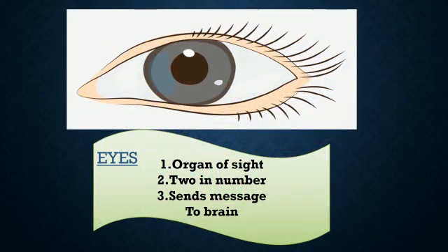This is the first sense organ. This is called an eye. It's the organ of sight. Eyes are 2 in number, as you all know. When the eyes see something, they send the message to the brain. The brain tells us what we are seeing.